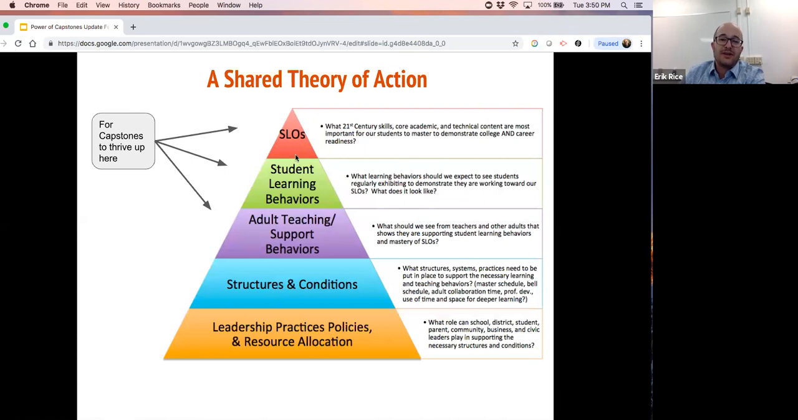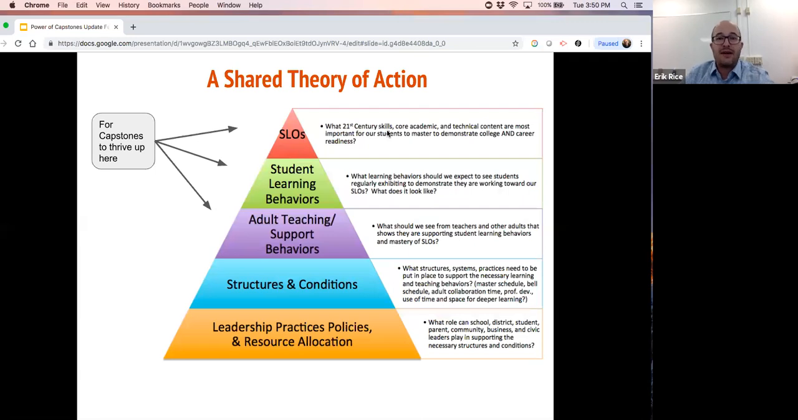So underneath that, supporting that, are the learning behaviors. What are the behaviors that we want to see students exercising and demonstrating on a regular basis when we walk through classrooms that shows they're actually moving toward those outcomes.